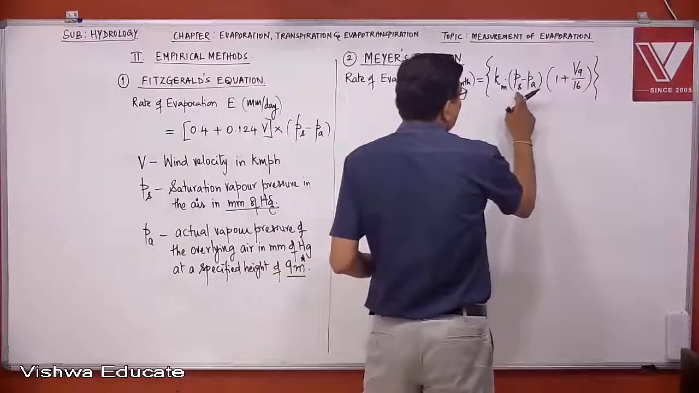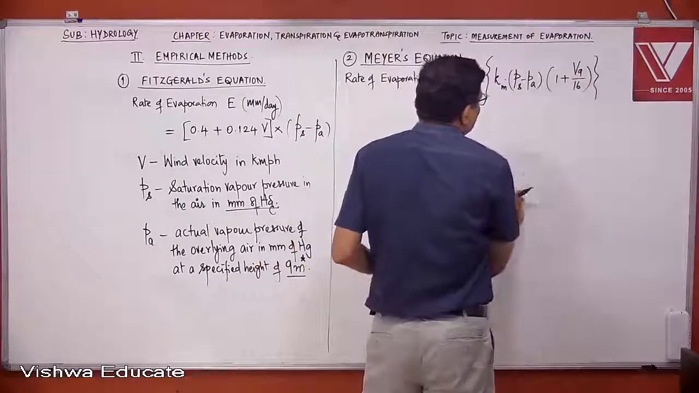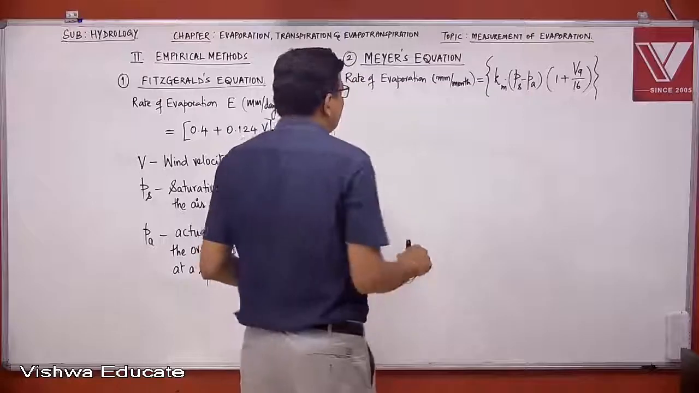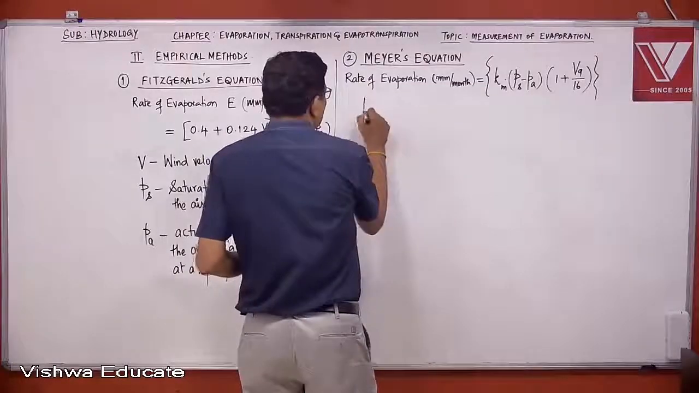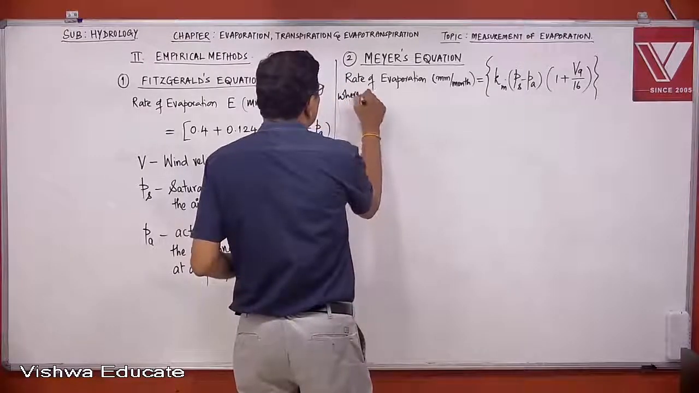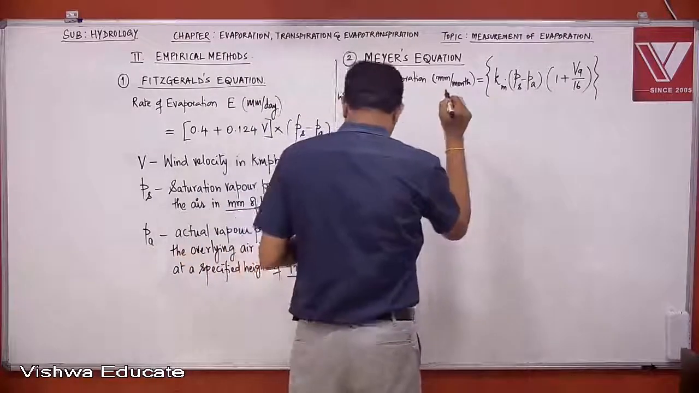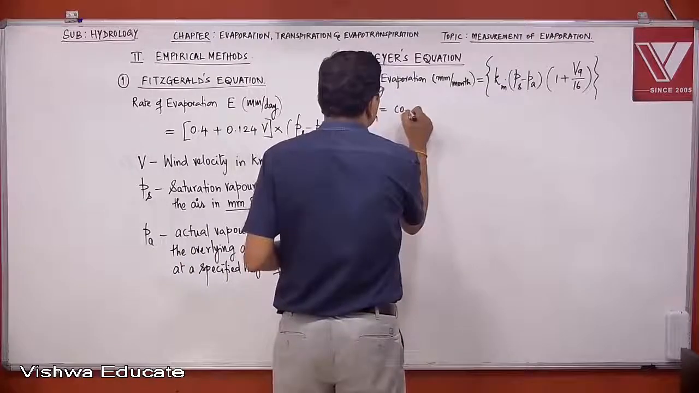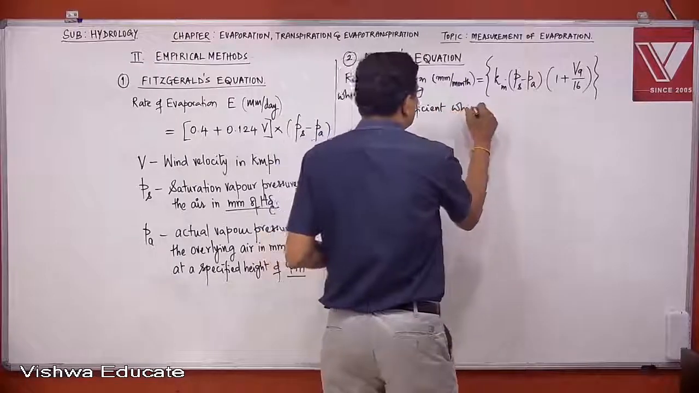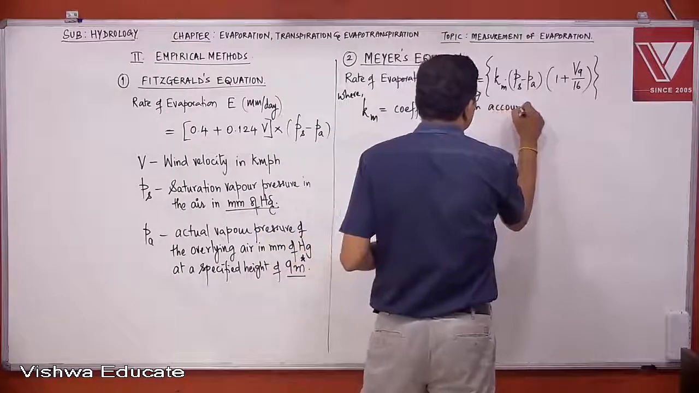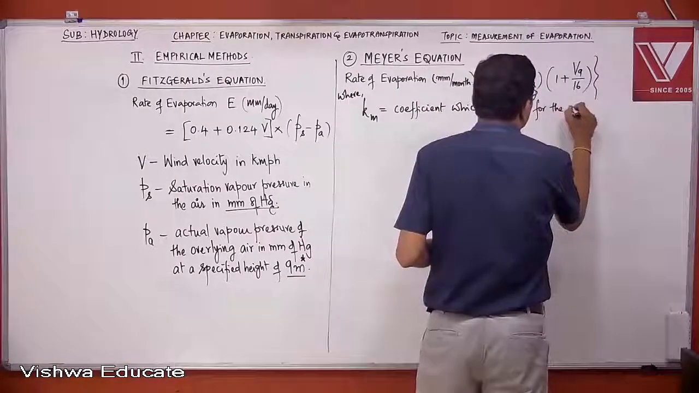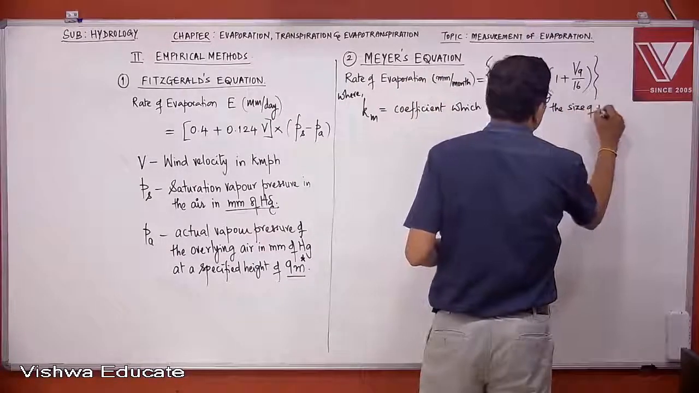Other than PS, PA and V9, we have a term called KM. Let me write down the various parameters involved. Where, you can write down where, KM is a coefficient which accounts for the size of the water body.